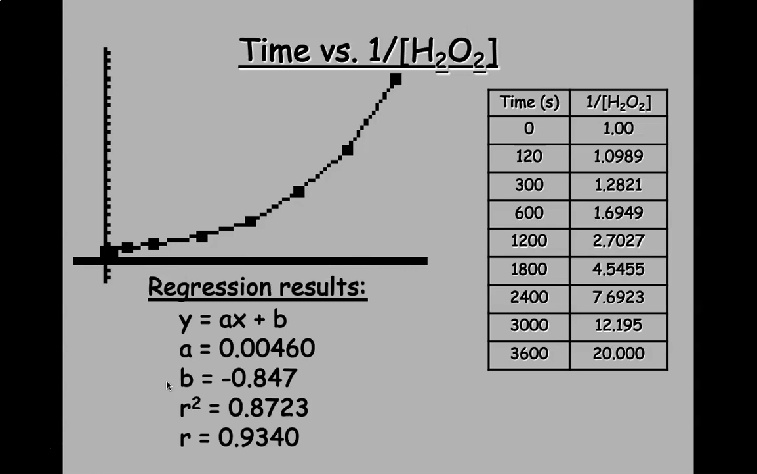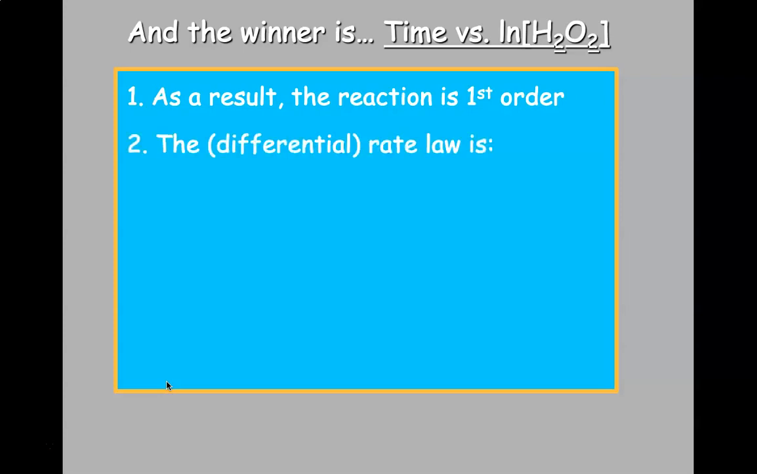There's our regression analysis, R squared value. College Board is not going to ask for the R squared value, so don't worry about it. It's more for you, if you know how to get it, just to kind of back up your answer. So we know the winner is time versus the natural log of concentration. Therefore, I know it's first order, just because graphically the linear line was based on those 2 things.